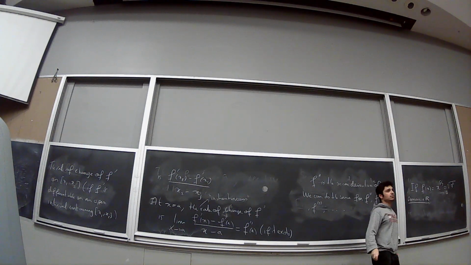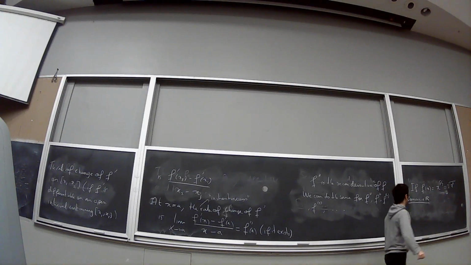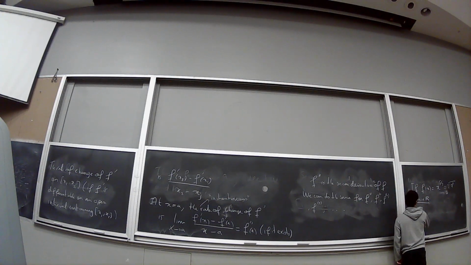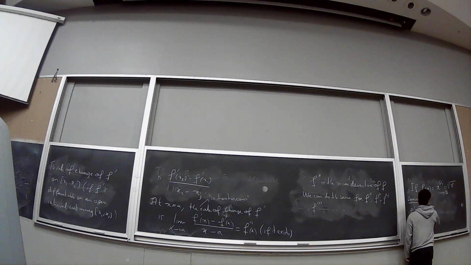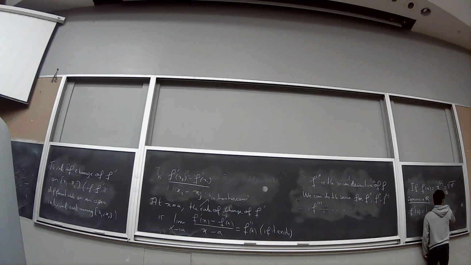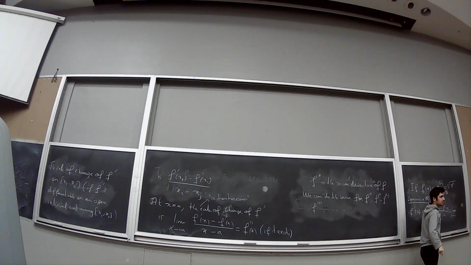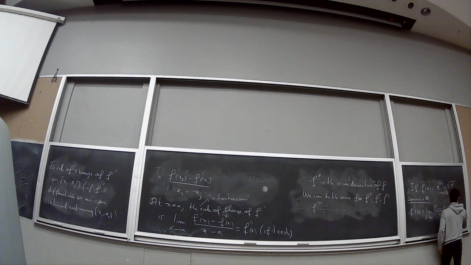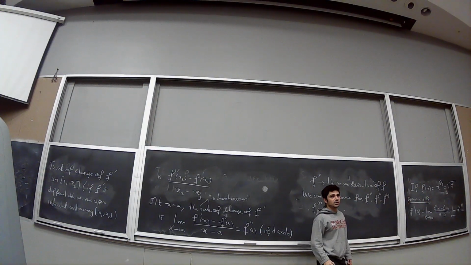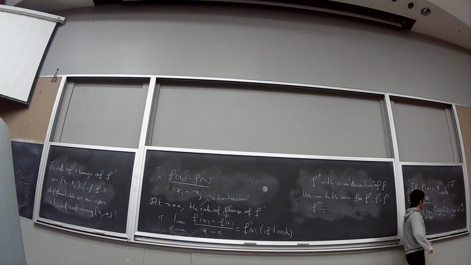Is f differentiable at 0? F is differentiable at 0, and f prime at 0 is equal to the limit of f of x minus f of 0 over x minus 0, as x goes to 0. X to the 5/3 divided by x, what do you get? X to the 2/3, which goes to 0. Do you agree or not?